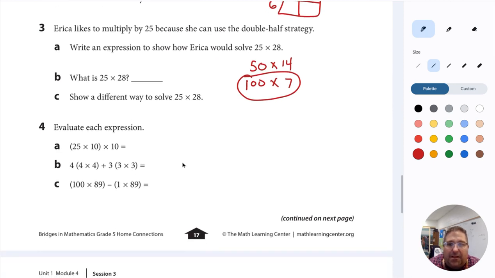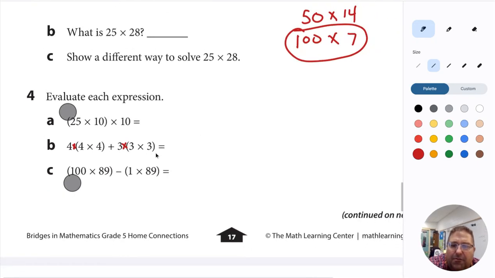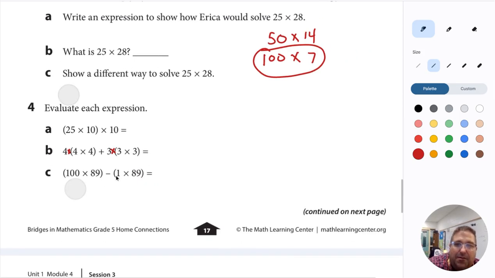This one, we got to evaluate each expression. The big thing is remember, right here, if we don't see it, this is actually going to be a multiplication, right? Multiplication. So don't forget, if we don't see an operation there, that means to multiply, okay? And then 100 times 89, so 8900 minus 89, not too bad.